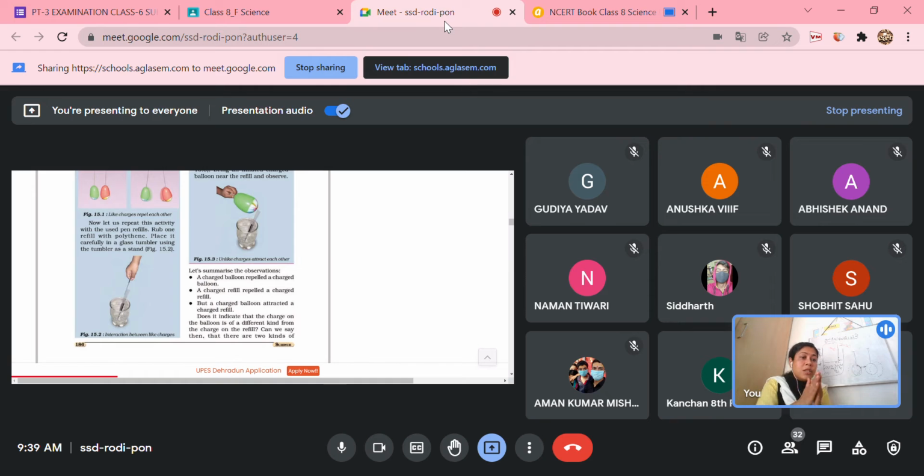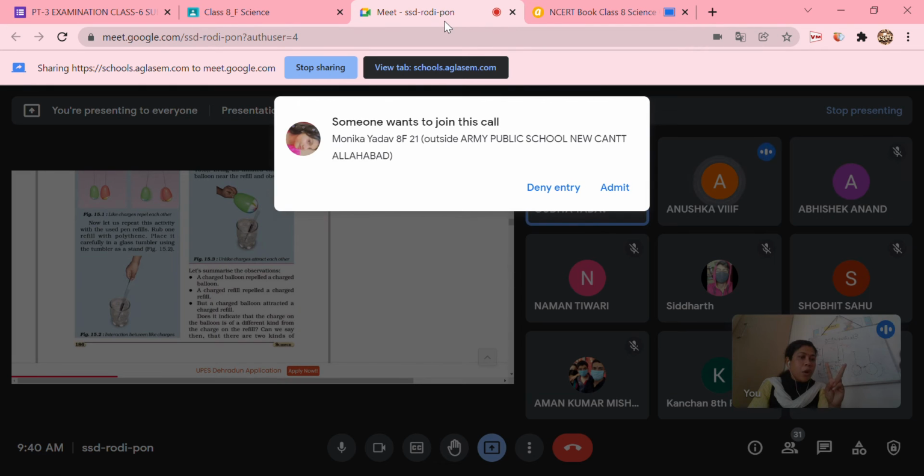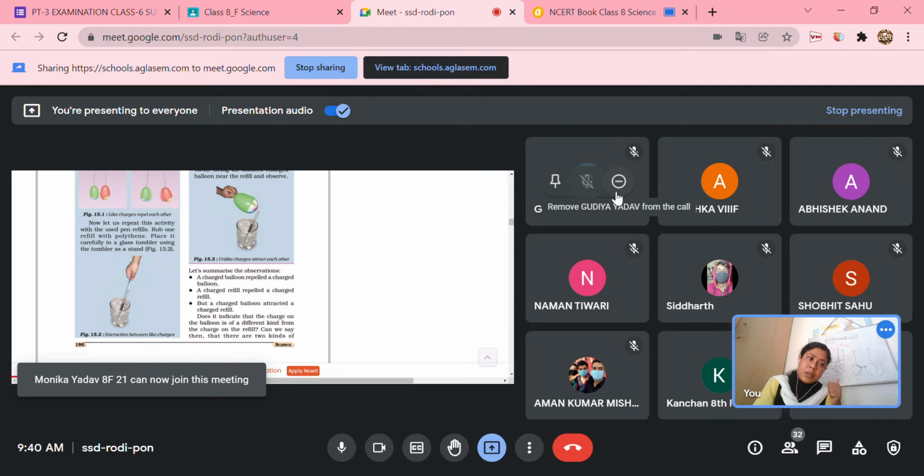So again the same thing. Yesterday we read that we are rubbing the refill with polythene, so the refill acquires some charge. If you take two such refills and rub them with polythene, again they will have the same charges. If we try to keep these two refills together in a tumbler, will the two refills stick together? No, they will go apart, they will repel. It will show repulsion. Clear?